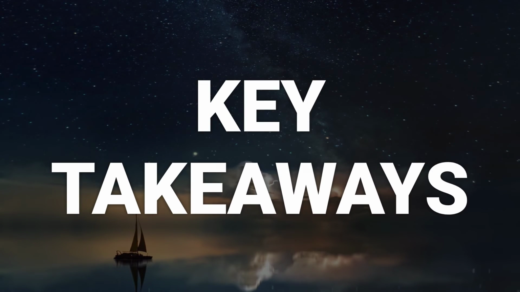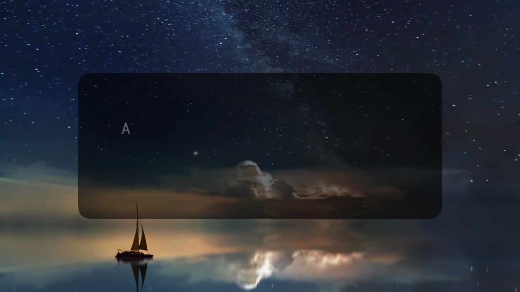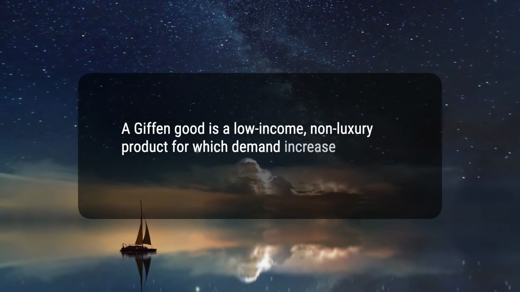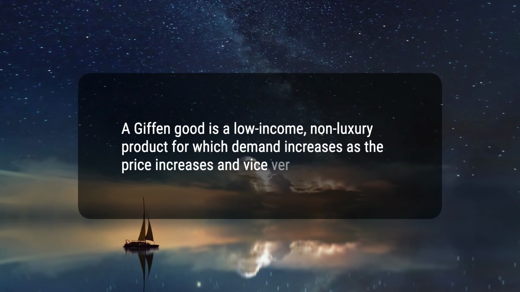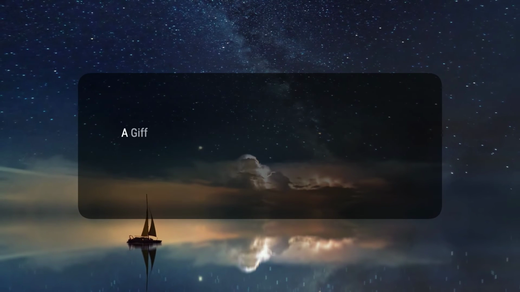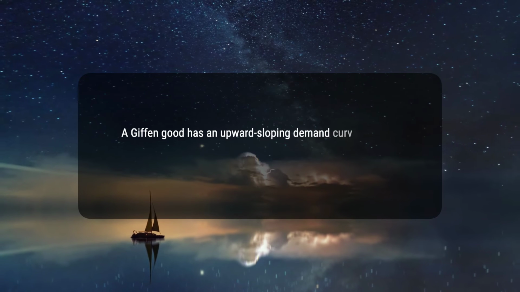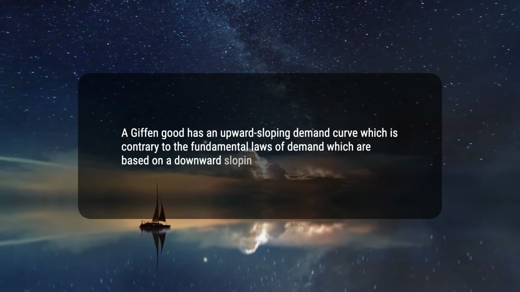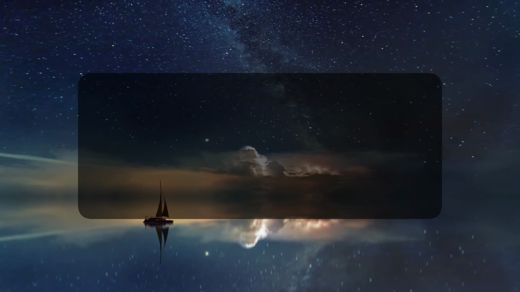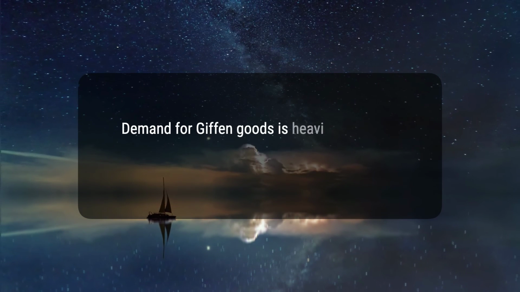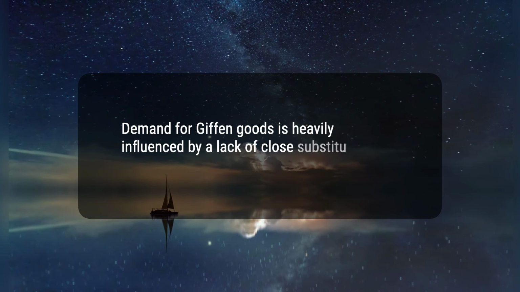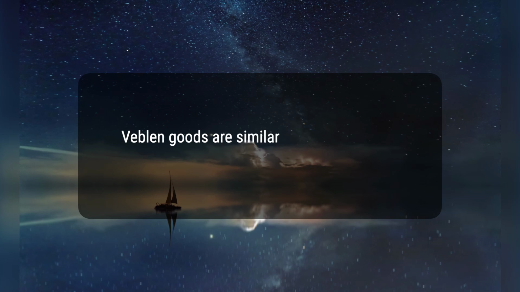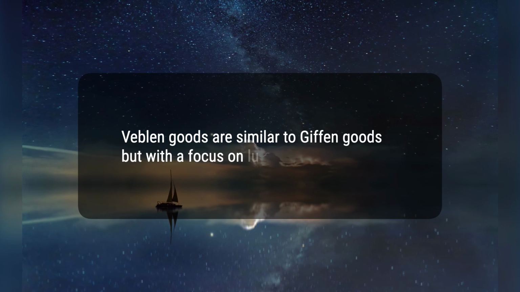Here are 4 key takeaways. 1. A Giffen good is a low-income, non-luxury product for which demand increases as the price increases and vice versa. 2. A Giffen good has an upward-sloping demand curve which is contrary to the fundamental laws of demand which are based on a downward-sloping demand curve. 3. Demand for Giffen goods is heavily influenced by a lack of close substitutes and income pressures. 4. Veblen goods are similar to Giffen goods but with a focus on luxury items.